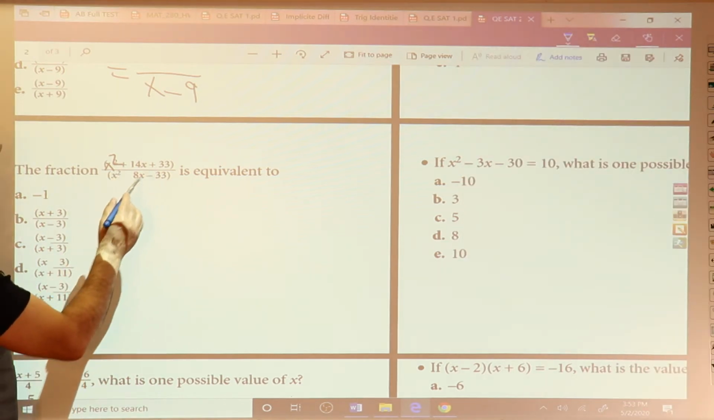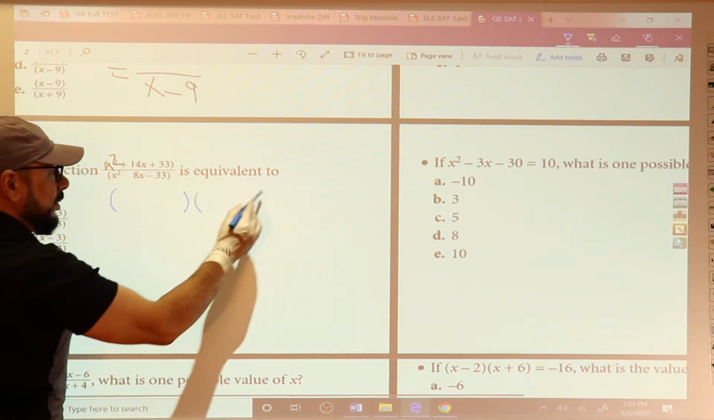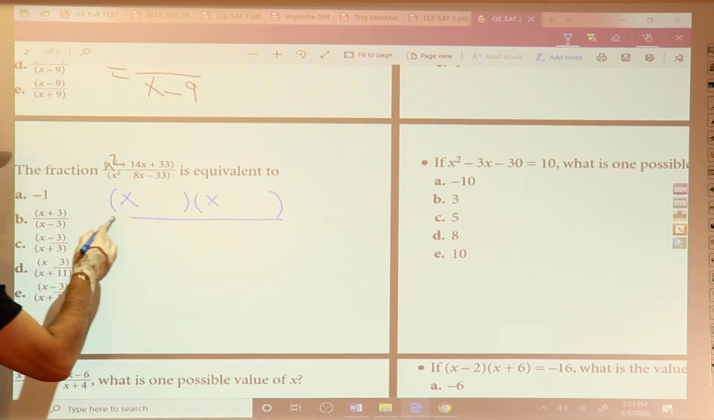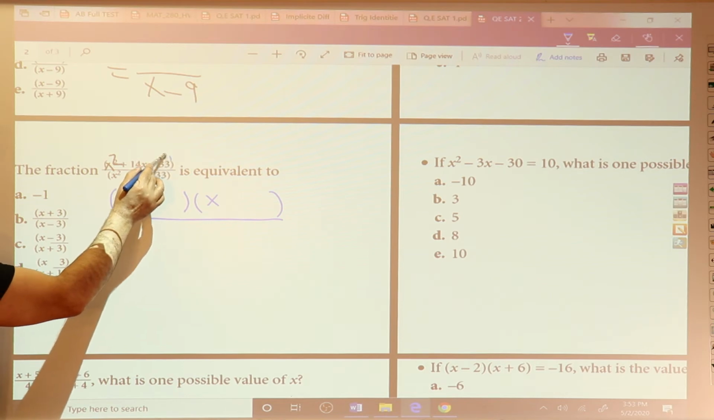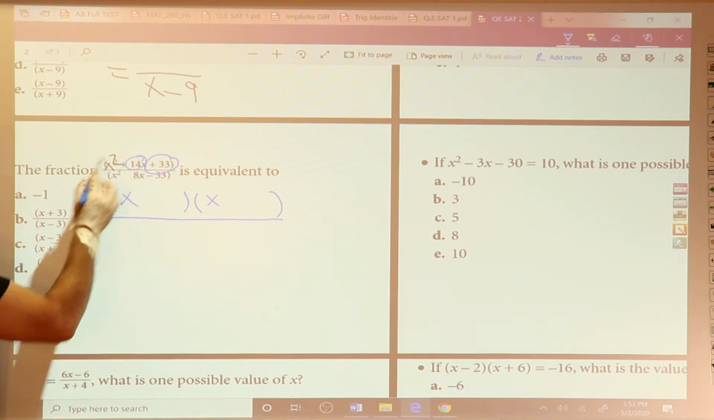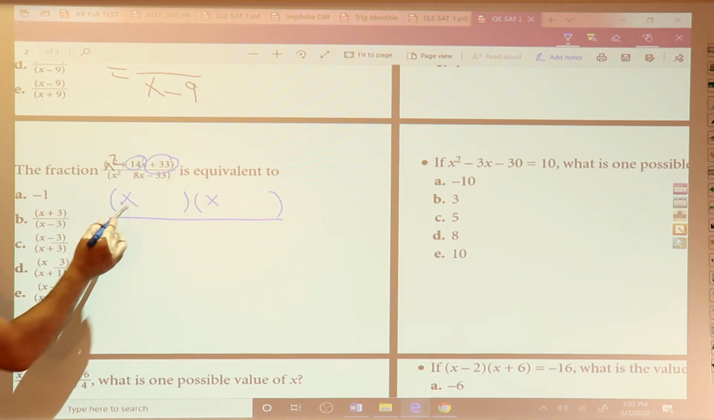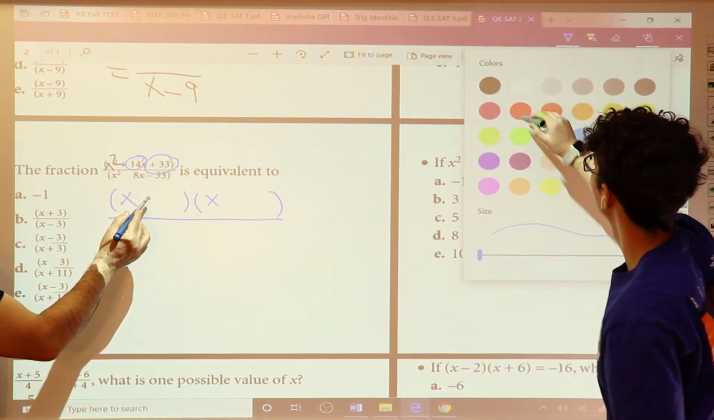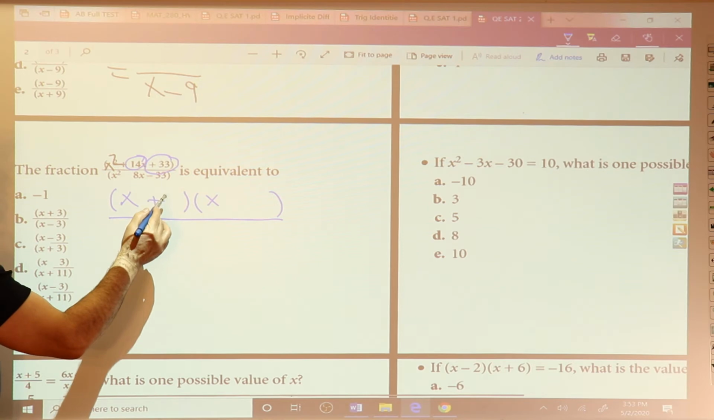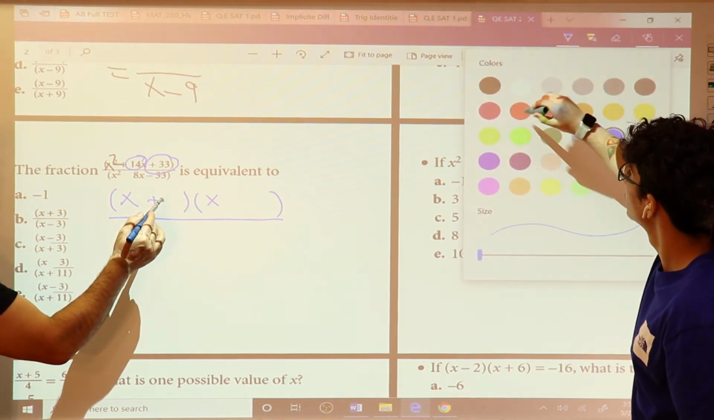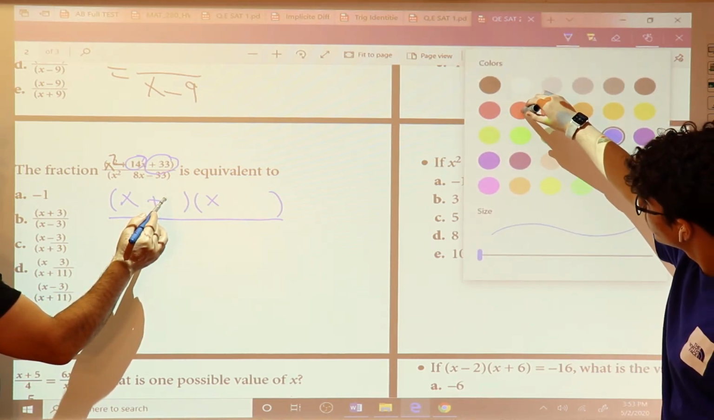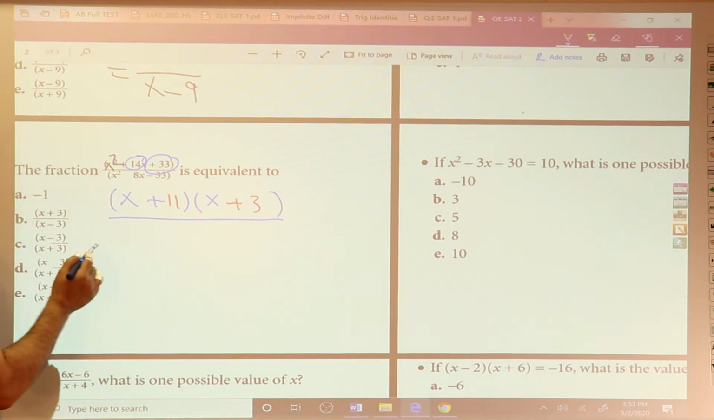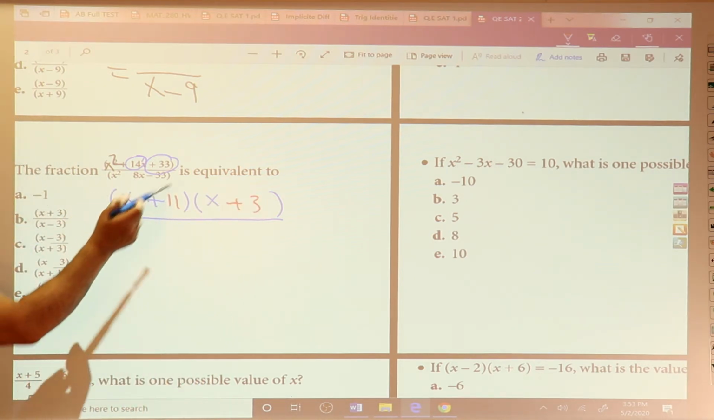We have to factor the top. You open 1, 2. X and x. If I need two numbers, multiply to 33, add up to 14. Give me different colors. 11 and 3. Yes, good job. 11 and 3. In the bottom, what do I have? Give me the blue.